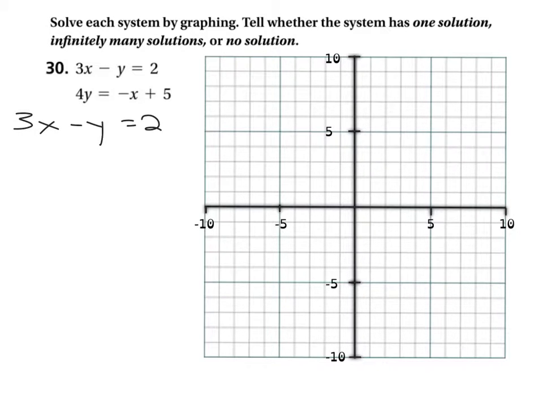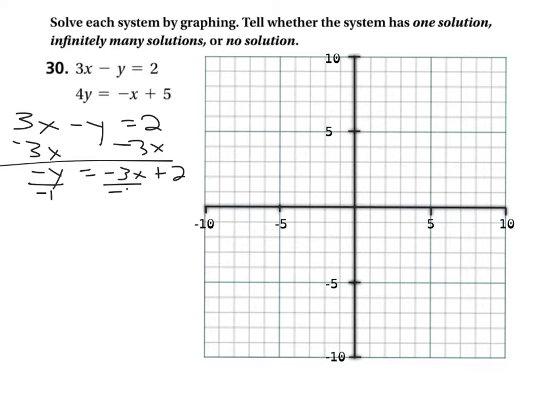Now the way I'm going to rewrite it is, because we basically already have a single y, if I just take this 3x away, we get negative y equals negative 3x plus 2. And then I'm going to divide everything by negative 1 so that I just have y equals, and that puts it in slope-intercept form. And that becomes y equals 3x minus 2. So I can graph that.